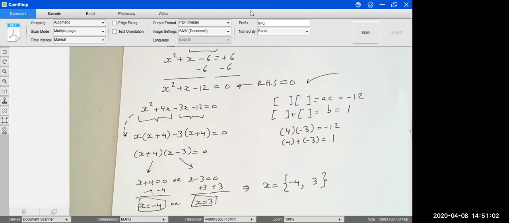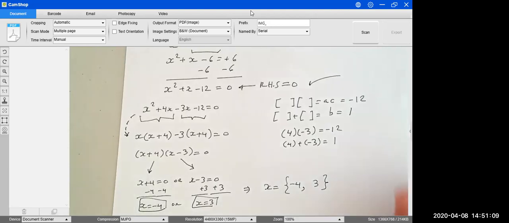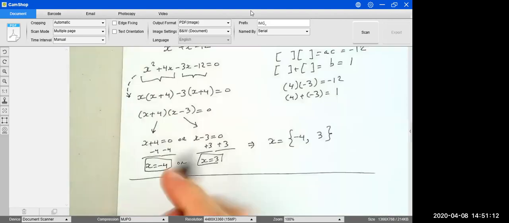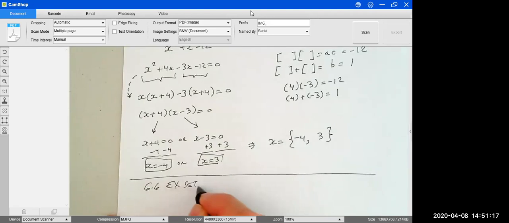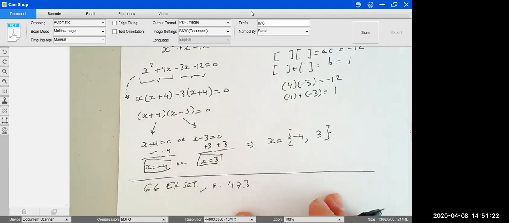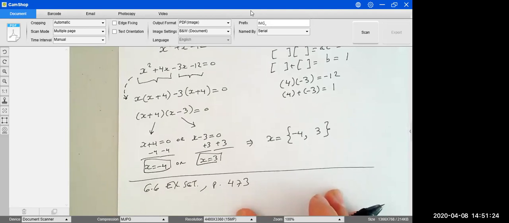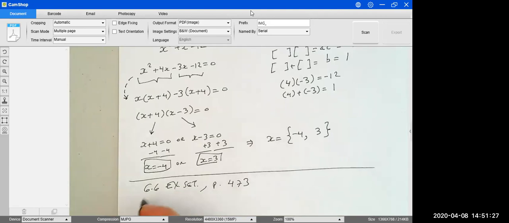So now you're going to work exercises, and you're going to give me your answers by using the chat feature of Zoom. So this is the 6.6 exercise set on page 473. So you have to solve 3 problems only. So we have plenty of time, so it would be good if you finish these 3 problems, because if you finish these 3 problems, you're going to pass the exam in 1 week. Because that's mostly what you're going to have, factoring.